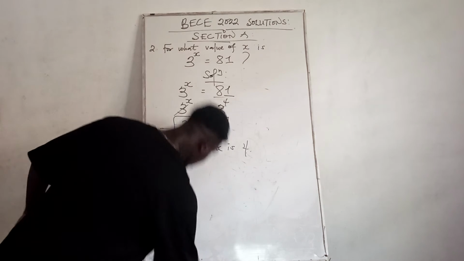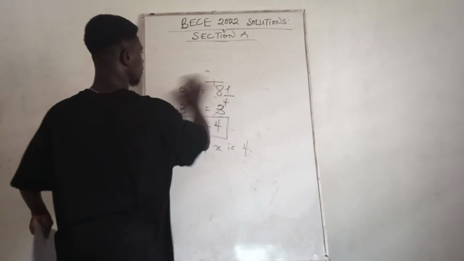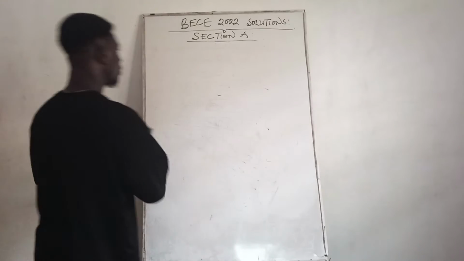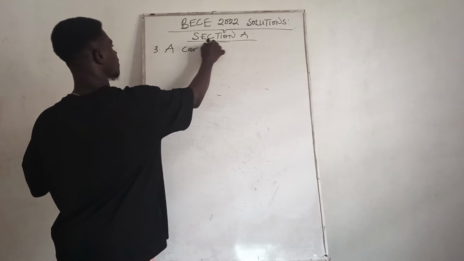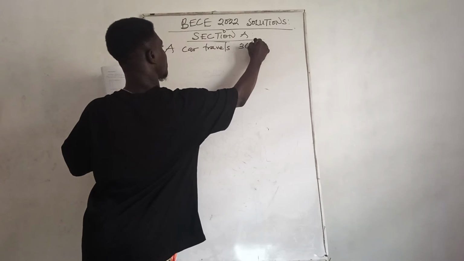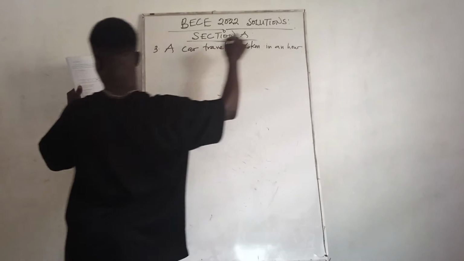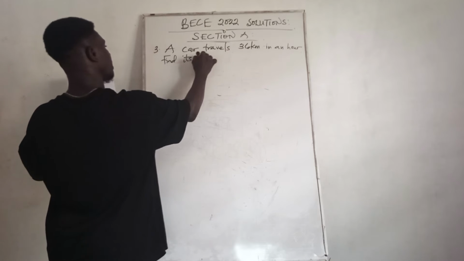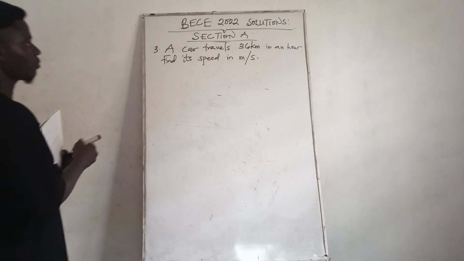All right. Then question 3. Let's move on to question 3. We are proceeding to question 3. Question 3, they are telling us that a car travels 36 kilometers in an hour. Find its speed in meters per second.